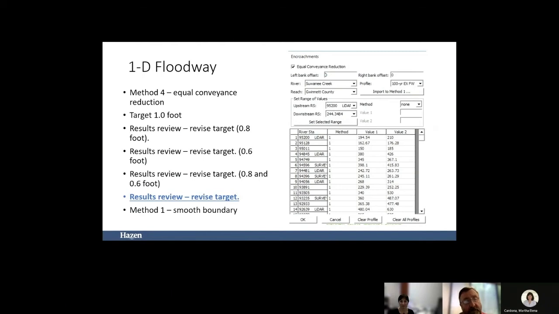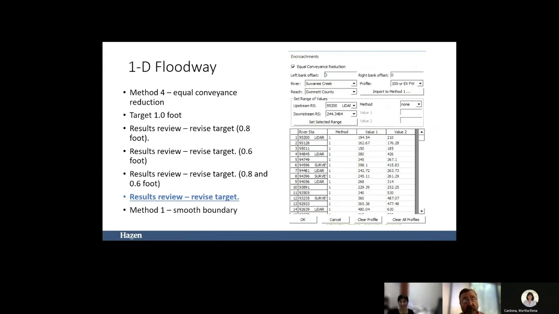This slide here, it's my confession. I hate doing one-dimensional floodway models. I hate them because they are counterintuitive. You start by using a method 4. You set a target of an encroachment that would give you a 1 foot increase. You then adjust your target to perhaps a 0.8 foot target, 0.6, and you're assessing the results each time.